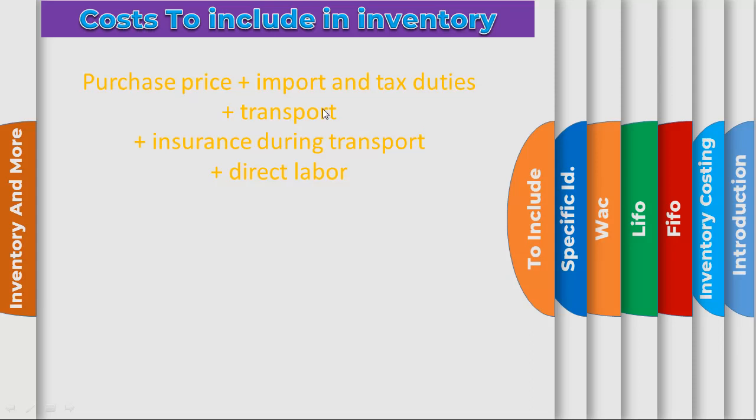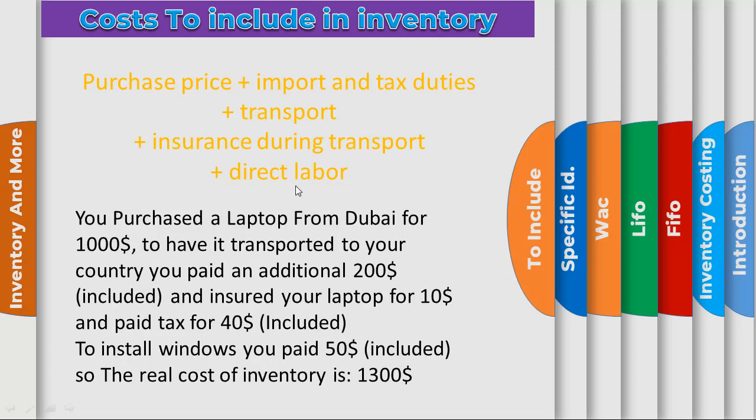Cost to include in inventory: purchase price plus import and tax duties plus transport plus insurance during transport plus direct labor. Let's have an example. You purchased a laptop from Dubai for 1,000. To have it transported to your country, you paid an additional $200. It's included. And insured your laptop for $10 and paid tax for $40. To install Windows, you paid $50. So the real cost of inventory is 1,000 plus 200 plus 10 plus 40 plus 50 equals $1,300.